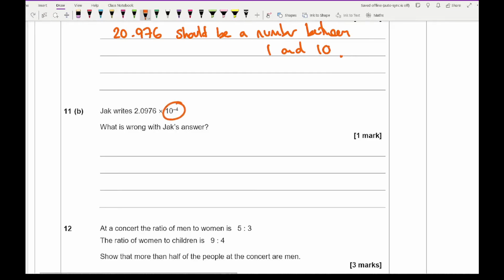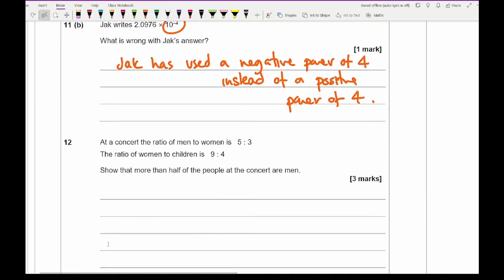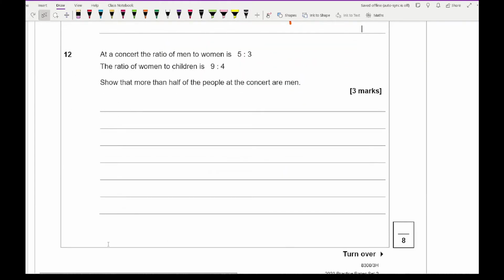What is wrong with Jack's answer? Well, the error is in the power. So Jack has used a negative power of 4 instead of a positive power of 4. So something along those lines again would be absolutely fine. Moving on to question 12, it says at a concert the ratio of men to women is 5 to 3, the ratio of women to children is 9 to 4. Show that more than half of the people at the concert are men.